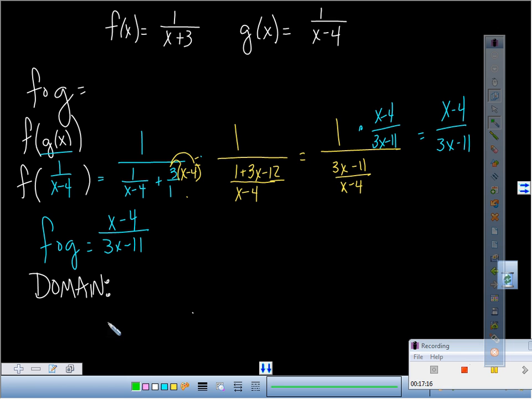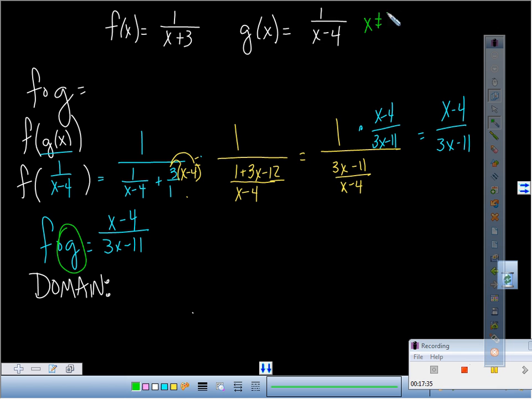Now, let's talk about its domain. If I'm going to talk about the domain of the composite, I have to talk about g's domain and f's domain. All right? Here's g up here. Does it have any restrictions? What is its only restriction?